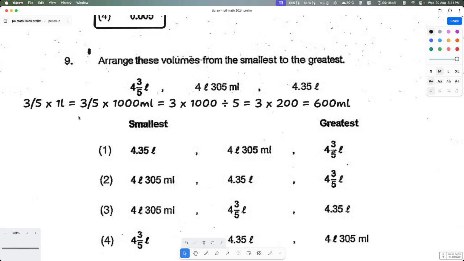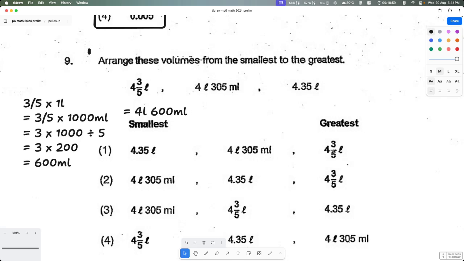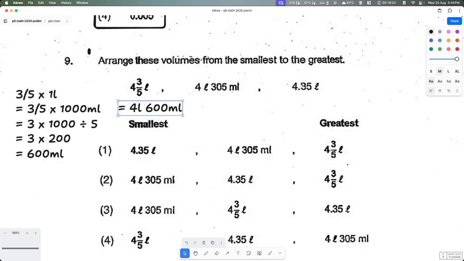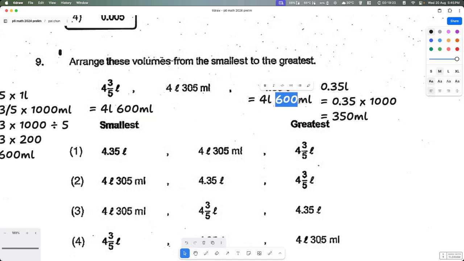Okay, so now we know 4 and 3 out of 5 is equal to 4 liters and 600 ml. Now the next one is 4.35 liters. 0.35 liters is equal to 0.35 times 1000, and this will then become 350 milliliters. So in this case, this will be 4 liters and 350 ml. That's what I see over here.